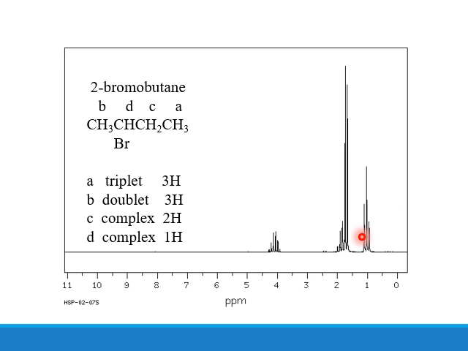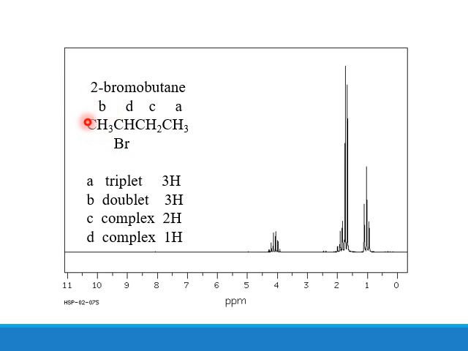So in this example, we have 4 different types of hydrogen based on their position to the bromine atom. The first one is these 3 hydrogens. These 3 hydrogens will be a triplet because they have 2 neighbor hydrogens. The second group, these 3 hydrogens, is different because the distance from A to the bromine atom and from B to the bromine atom is different.